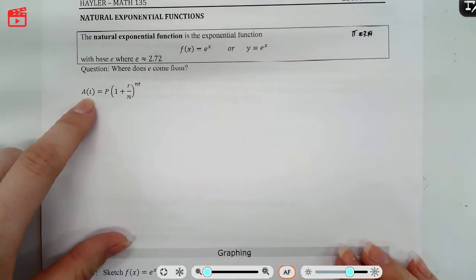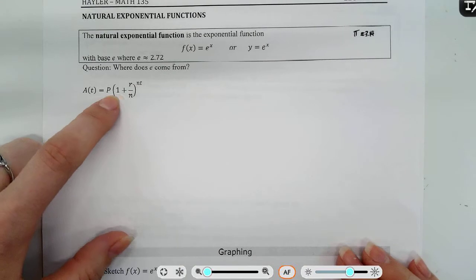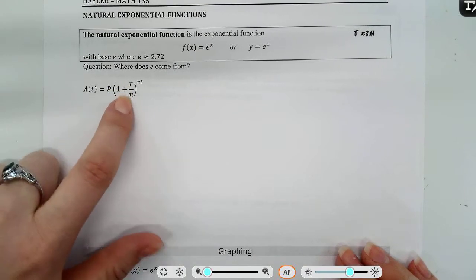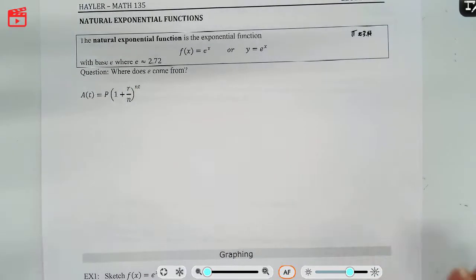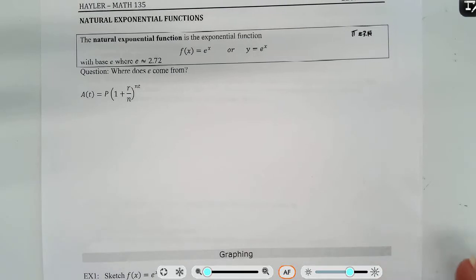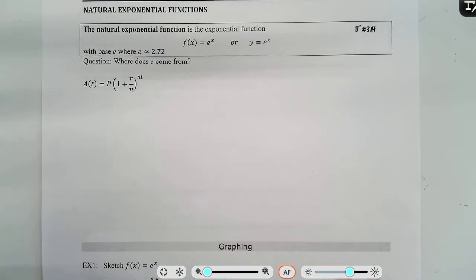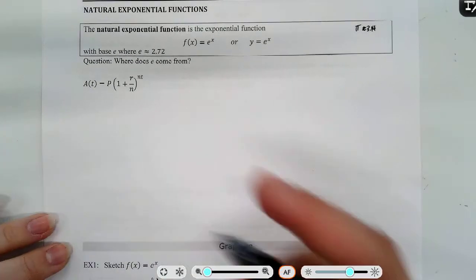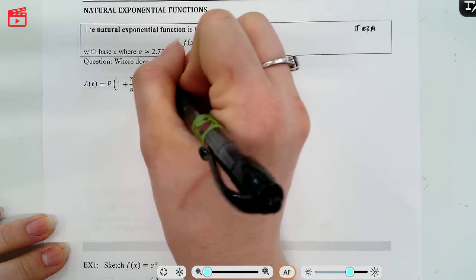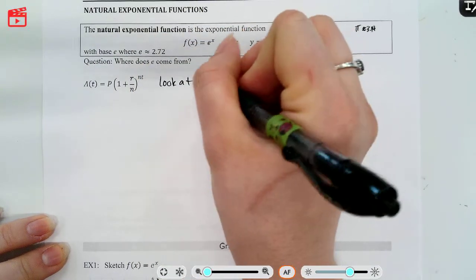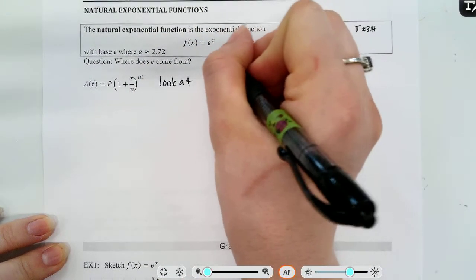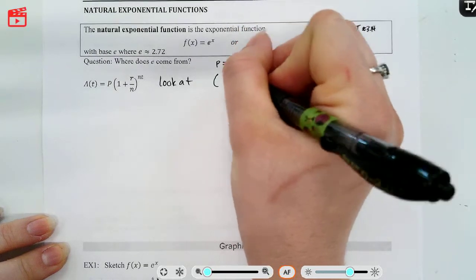So this is A of t equals the principal times 1 plus the rate over the compounding, raised to the compounding and the time unit. What we're going to look at, though, is a variation of this. We're going to look at when the principal is 1. So when we're starting with one item, where p is 1, so just 1 plus.